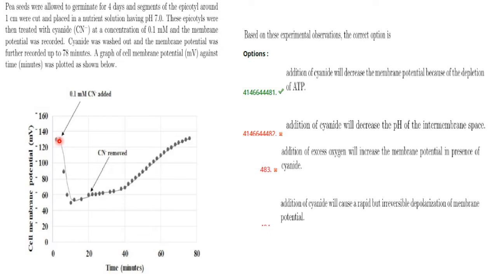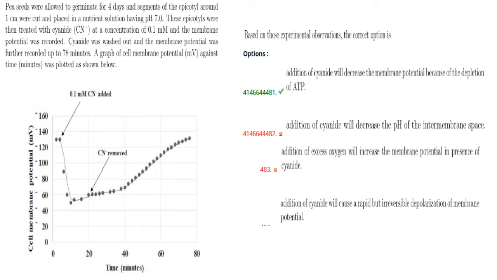So at this point, 0.1 millimolar cyanide was added, then respiration decreased, or cell membrane potential decreased. Then when cyanide was removed, it started to increase. So based on these experimental observations, what happens after cyanide poisoning? After cyanide poisoning, the electron transport chain will not be able to pump protons into the intermembrane space.